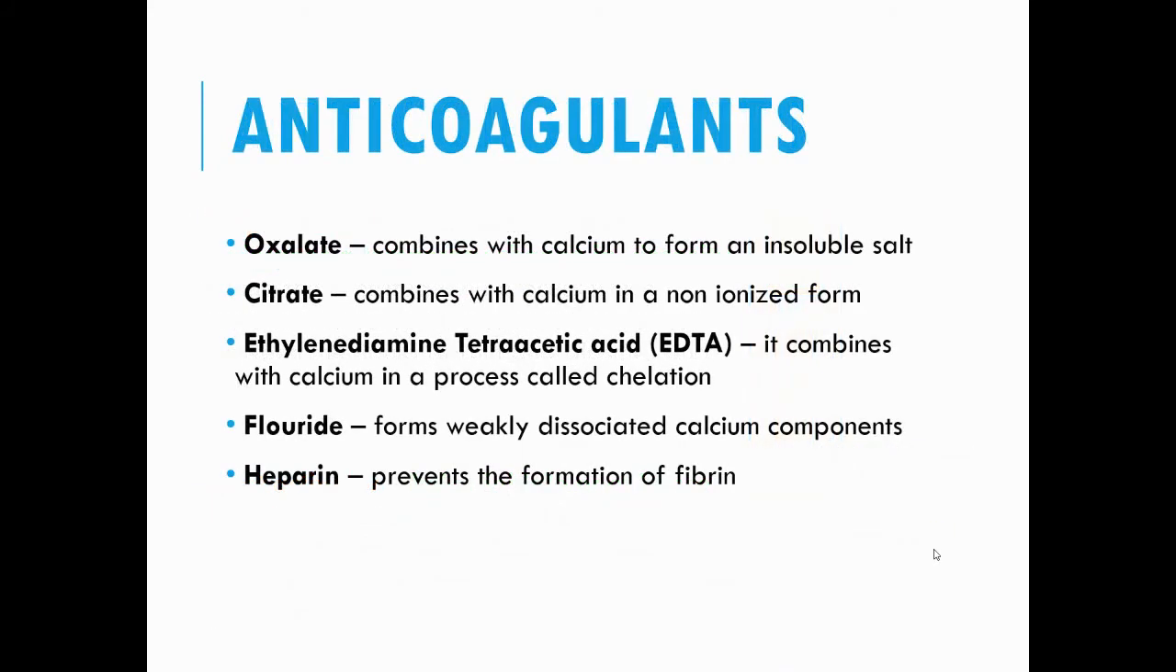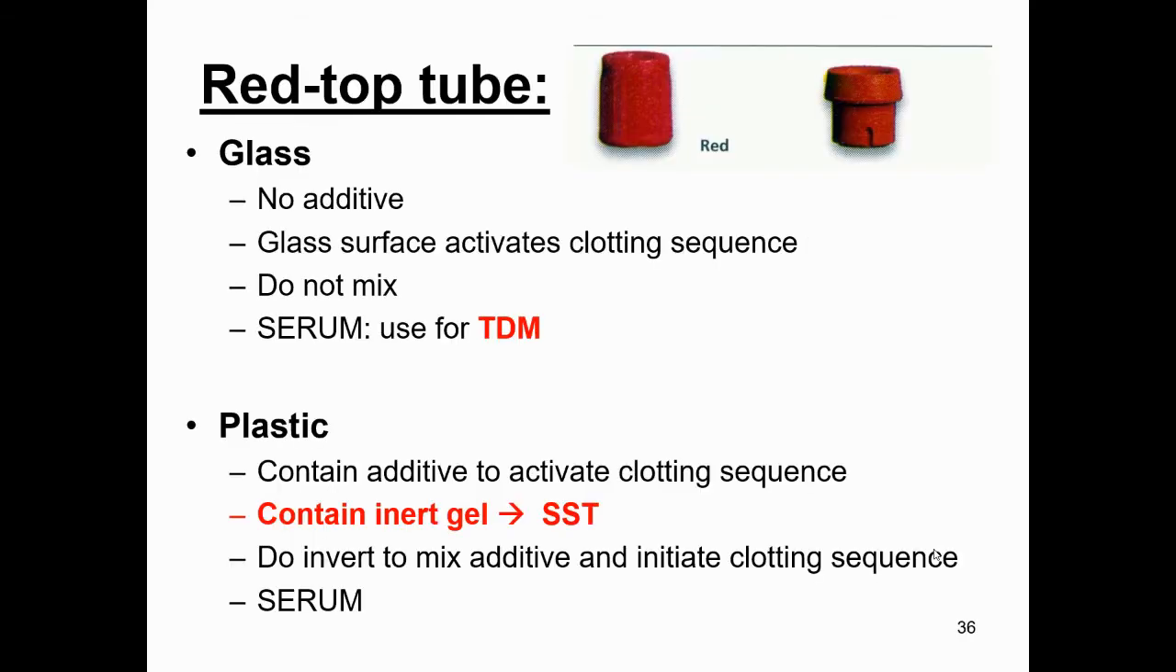We have oxalate, citrate, EDTA, fluoride, and heparin. So oxalate combines with calcium to form insoluble salt. Citrate combines with calcium in a non-ionized form. EDTA combines with calcium to chelate salts, so EDTA is a salt chelator. Fluoride forms weakly dissociated calcium components, and heparin prevents the formation of fibrin clots or fibrin strands.